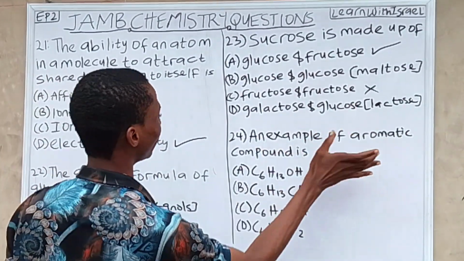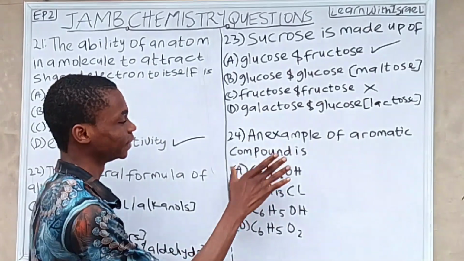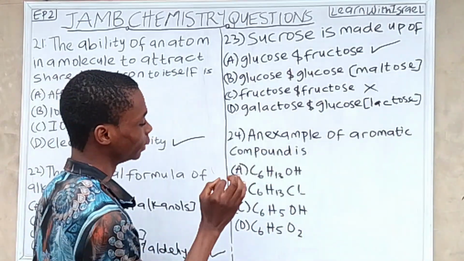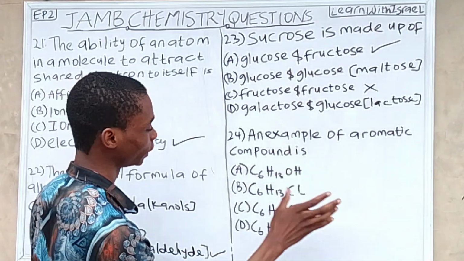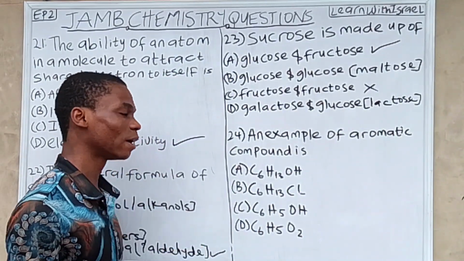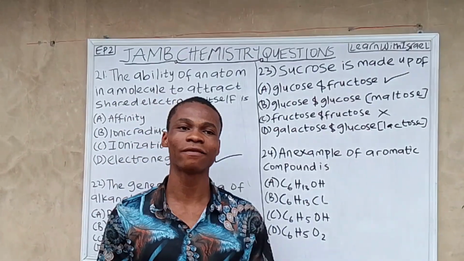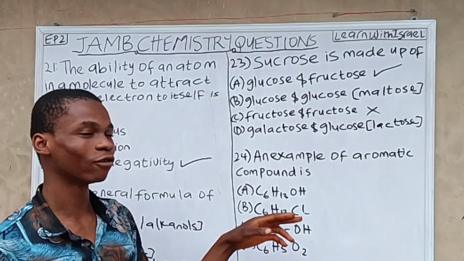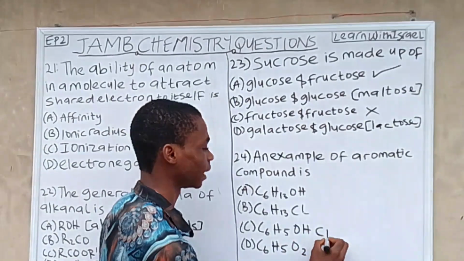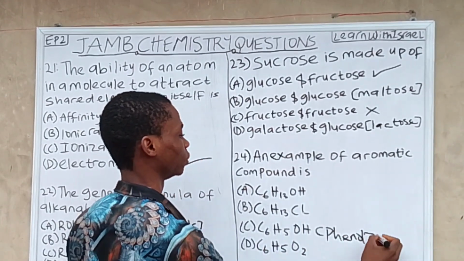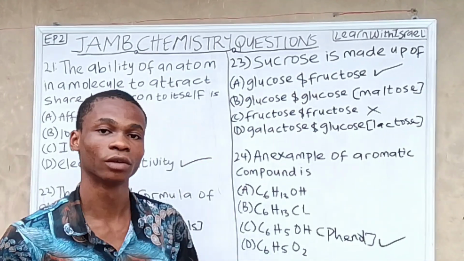An example of aromatic compound is: A. C6H13OH, B. C6H13Cl, C. C6H5OH, D. C6H5O2. So for examples of aromatic compounds, we have phenol, we have toluene, and if we check, C6H5OH is phenol, which is an example of aromatic compound. So phenol is the correct answer. So let's continue.